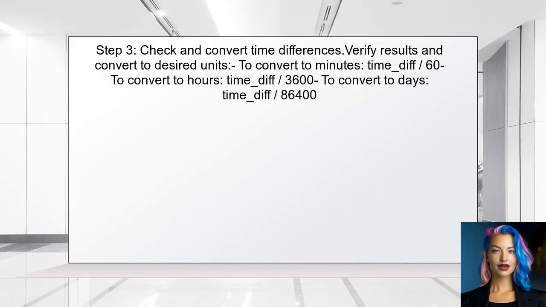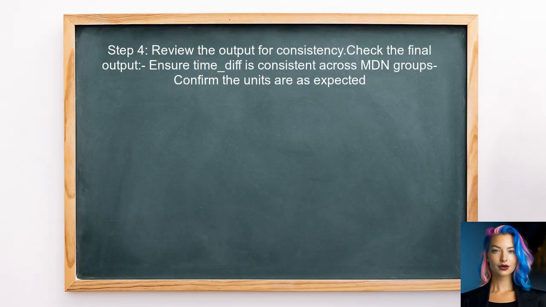After calculating the time differences, the user should check the results to ensure they are in the desired unit. The time differences can be converted to minutes, hours, or days as needed. Finally, the user should review the output to confirm that the time differences are now consistent across all groups. This will help in understanding the time intervals more clearly.